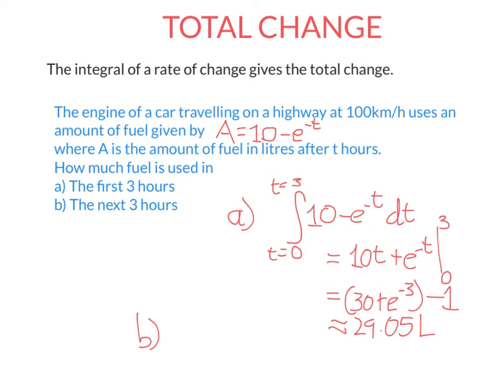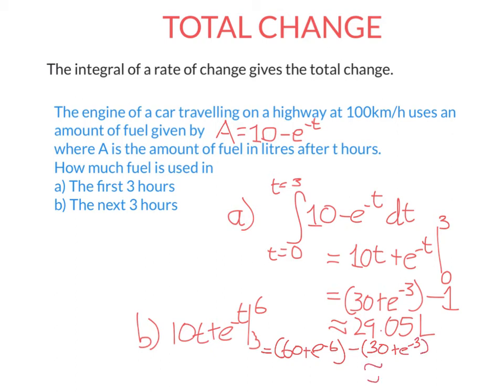The answer to B will be the integral, but instead of being evaluated from 0 to 3, it will be evaluated from 3 to 6. So, substituting in t equals 6, I would get 60 plus e to the minus 6, and then I need to subtract it when I substitute t equals 3. So that would just be minus 30 plus e to the minus 3. So putting that on our calculator, we get about 29.95.